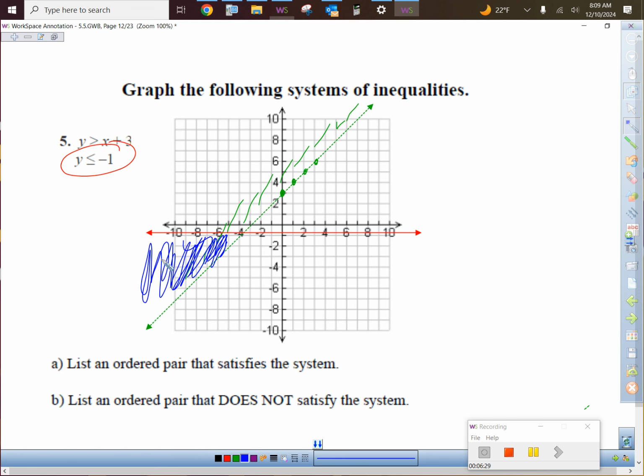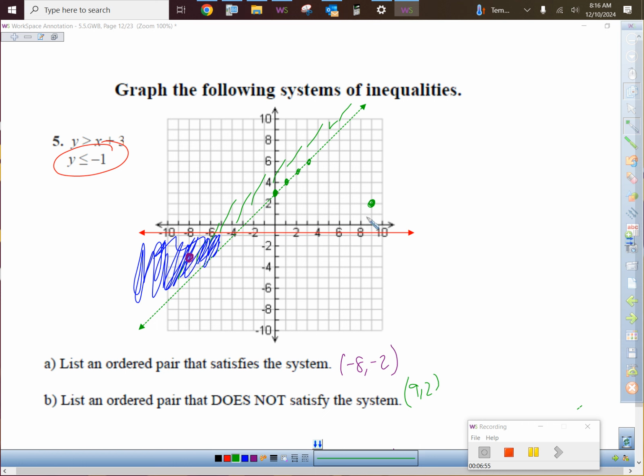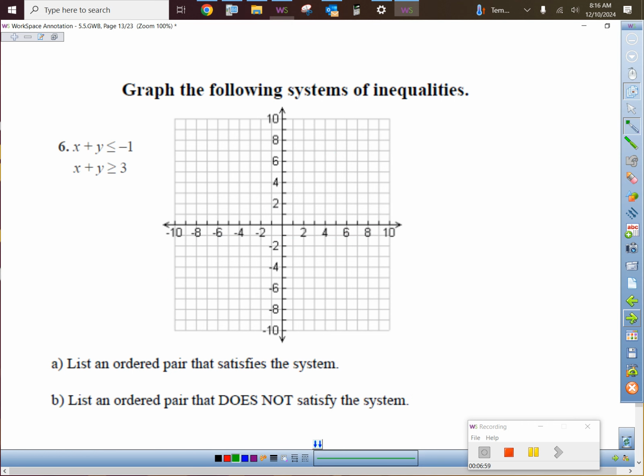So I will let you and a neighbor find an ordered pair that satisfies that system, and then I will call on somebody. It was suggested that -8, -2 satisfies the system, and we have graphed it, and it does. Right? Now find one that does not satisfy the system. Something that's not in that shade. So one that we suggested was 9, 2, and that is way out yonder, so that doesn't work. Cool. All right.